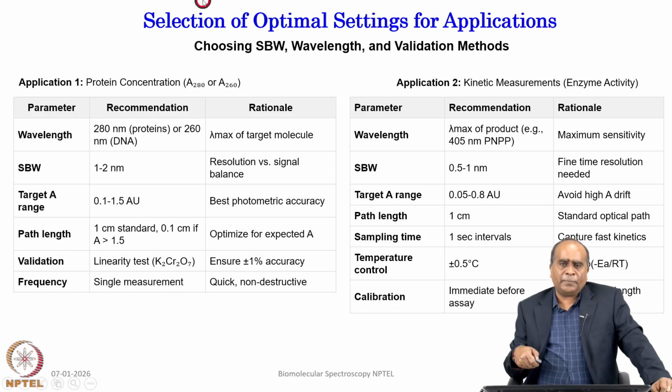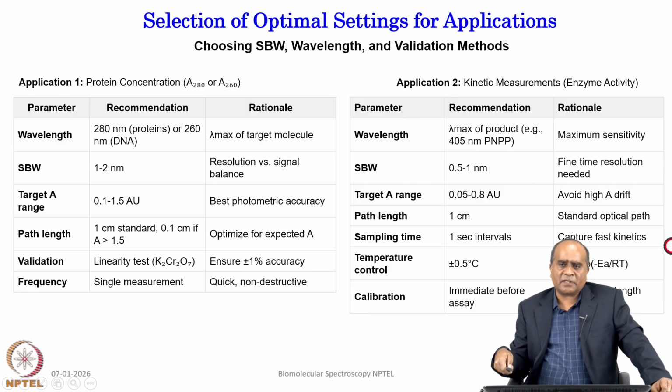Now, selection of optimal settings and application. For protein concentration, one has to choose the wavelength, select the bandwidth, and choose the range where we can have a linear response. Then path length, how much we should have, validation, which is extremely important, and frequency, how frequently we should measure. These are some of the parameters that have to be taken care of.